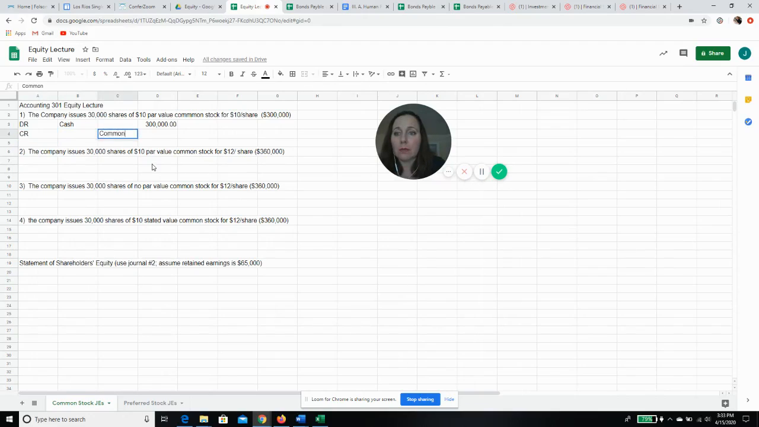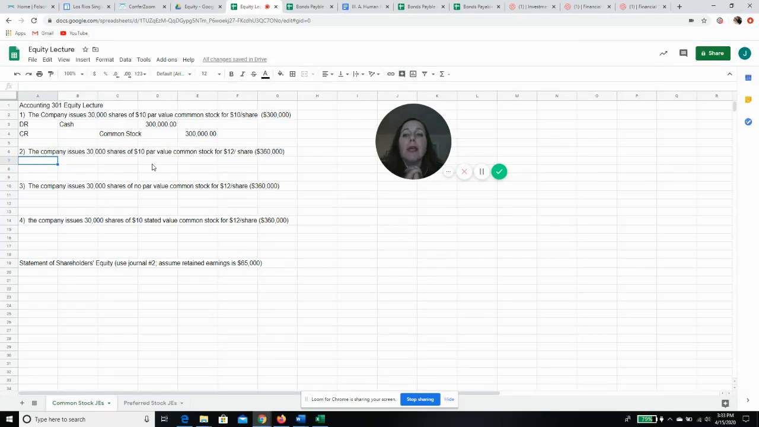common stock. We credit common stock for par value. Okay, so the credit to common stock is always at par value when we're issuing par value stock. So in this case, it is going to be the 300,000. Our debits equal our credits, and we are all done. Okay, now let's do a next example.